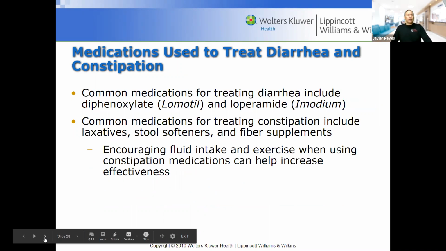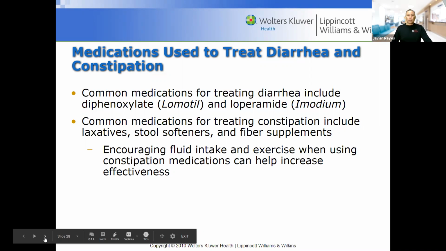Medication used to treat diarrhea. Well, we try not to give antidiarrheals to patients because many times the cure is worse than the problem. But they're out there. You can buy them over the counter as well.